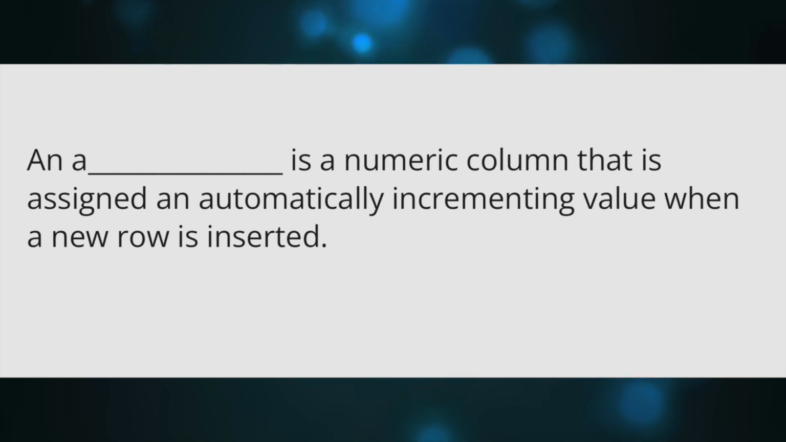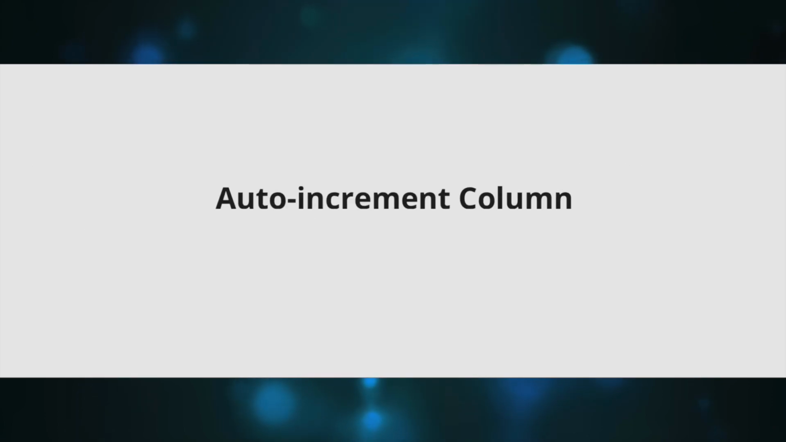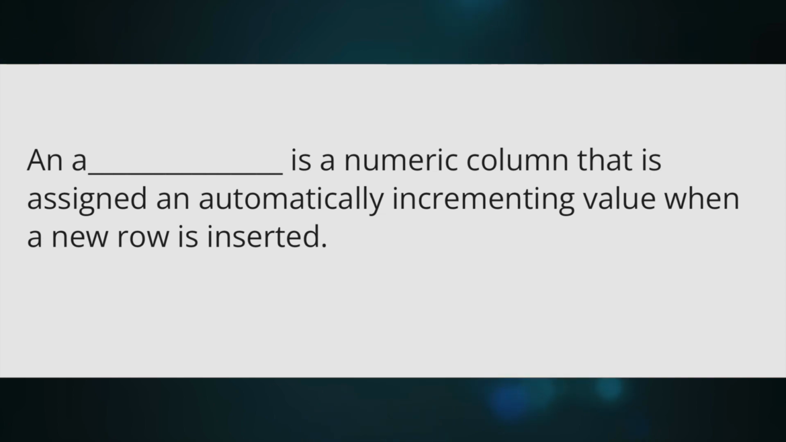A blank is a numeric column that is assigned an automatically incrementing value when a new row is inserted. An auto increment column. They put the A there to help you remember, kind of as a cheat. An auto increment column is a numeric column that is assigned an automatically incrementing value when a new row is inserted.